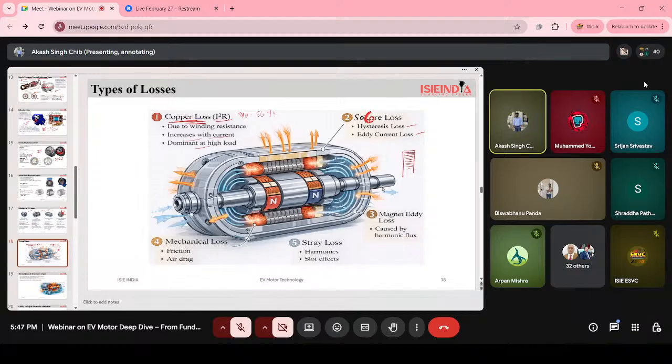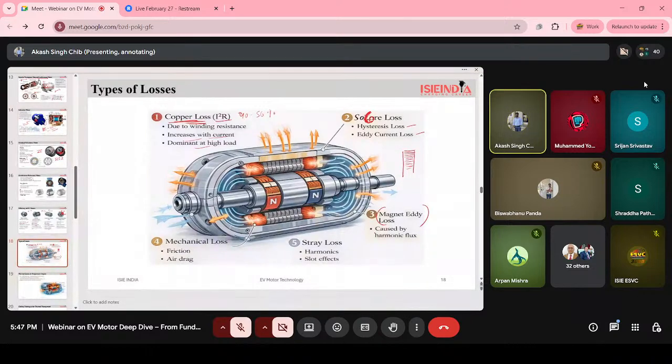Then the third one is our magnet eddy loss. This is caused by harmonic flux, which means magnetic field distortion creates small currents in the magnet. Whenever we supply higher current to the motor, due to the higher RPM, there may be a chance of the magnets losing strength.